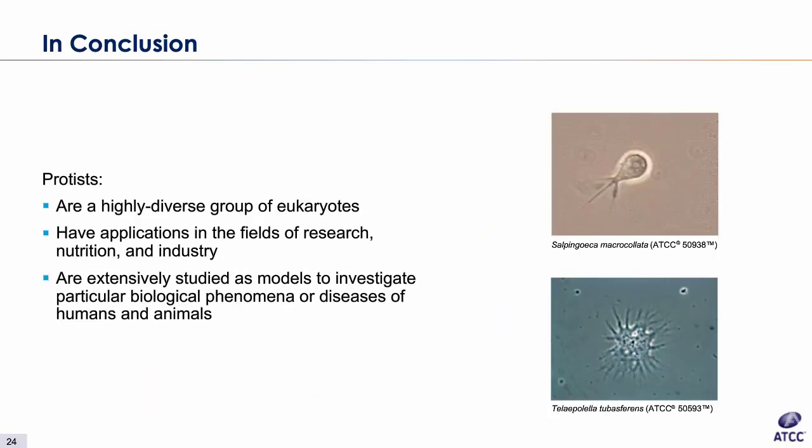So in conclusion, I'd just like you to remember a few things about protists to take away from today's talk. They are a highly diverse group of eukaryotes. There is so much diversity, it never gets boring. They have applications in the fields of research, nutrition, and industry. They're extensively studied as models to investigate particular biological phenomena or diseases of humans and animals, and they are fascinating to grow and study. Thank you very much.